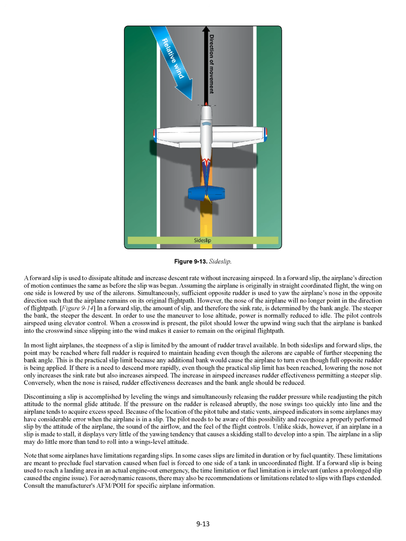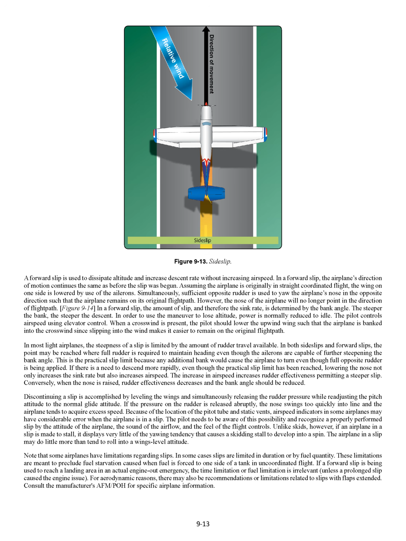Discontinuing a slip is accomplished by leveling the wings and simultaneously releasing the rudder pressure while readjusting the pitch attitude to the normal glide attitude. If the pressure on the rudder is released abruptly, the nose swings too quickly into line and the airplane tends to acquire excess speed. Because of the location of the pitot tube and static vents, airspeed indicators in some airplanes may have considerable error when the airplane is in a slip.